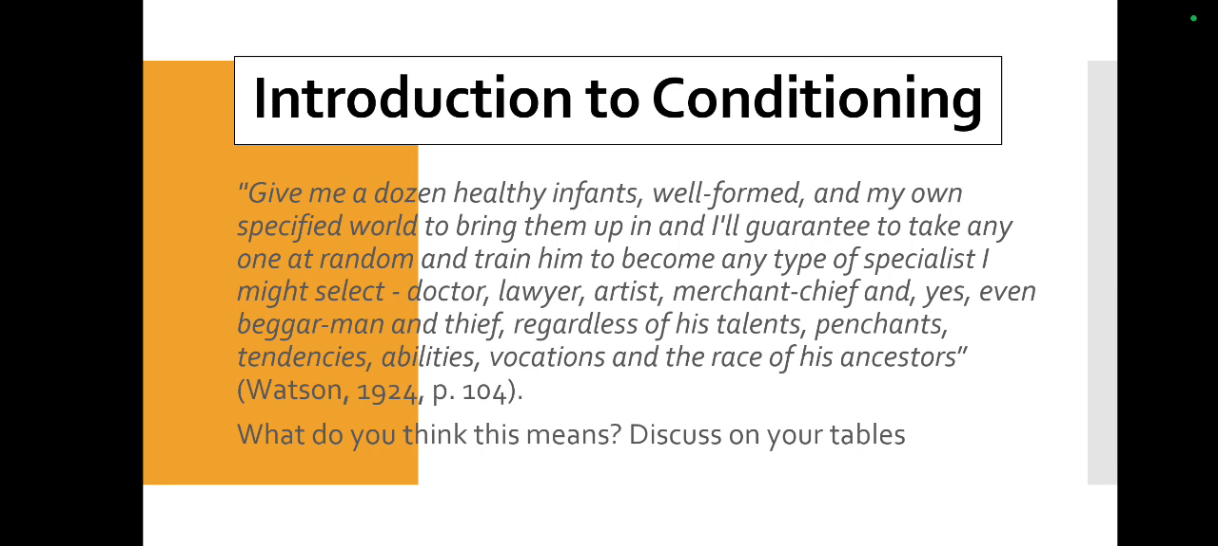Okay. So hopefully you just had time to think about that kind of statement there. And John Watson was really getting at this idea that it's all to do with environment. It's all to do with the world in which you are brought up in. It's nothing to do with where you have come from or your genetic inheritance. What you are as a person now is a product of your interaction with the environment around you. And one of the ways in which we learn, according to John Watson, is via conditioning.